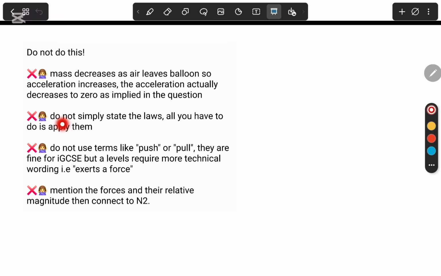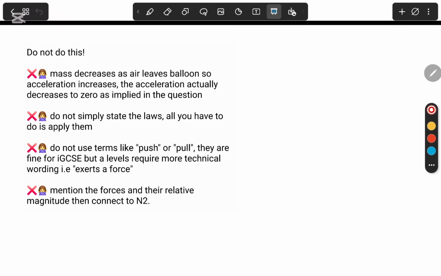Next is going to be, do not simply state the laws. All you gotta do is apply them. It's in the question as well. Go back to the question, see it. It says apply the Newton's laws, not state them. Okay. Next is do not use terms like push or pull. I hope you're familiar with that, because those are IGCSE terms. In your A levels, we want to be more technical. Say exerts a force. Okay.